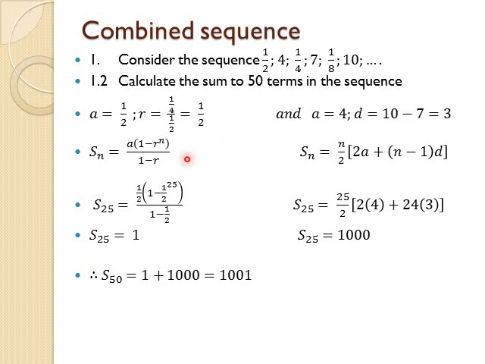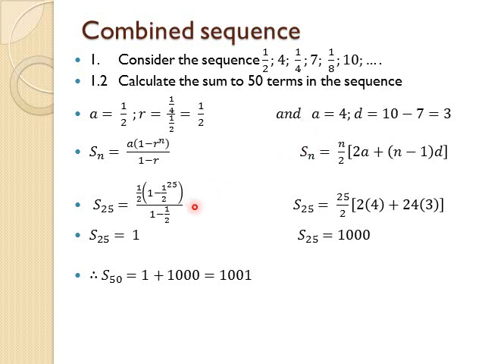Right? So first find the sum of the geometric sequence using A times 1 minus R to the power n, over 1 minus R. Take note, we don't write 50 there, it's 2 sequences. So we have 25 terms that are geometric, 25 terms that are arithmetic. Right, so there, half times 1 minus half to the power 25, over 1 minus half, because A is also half and R is half.